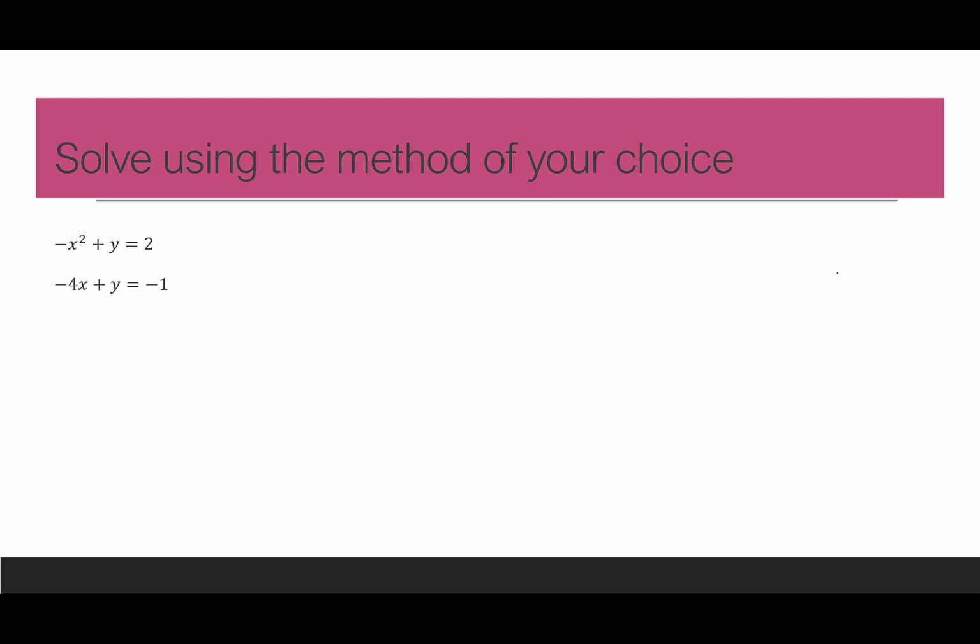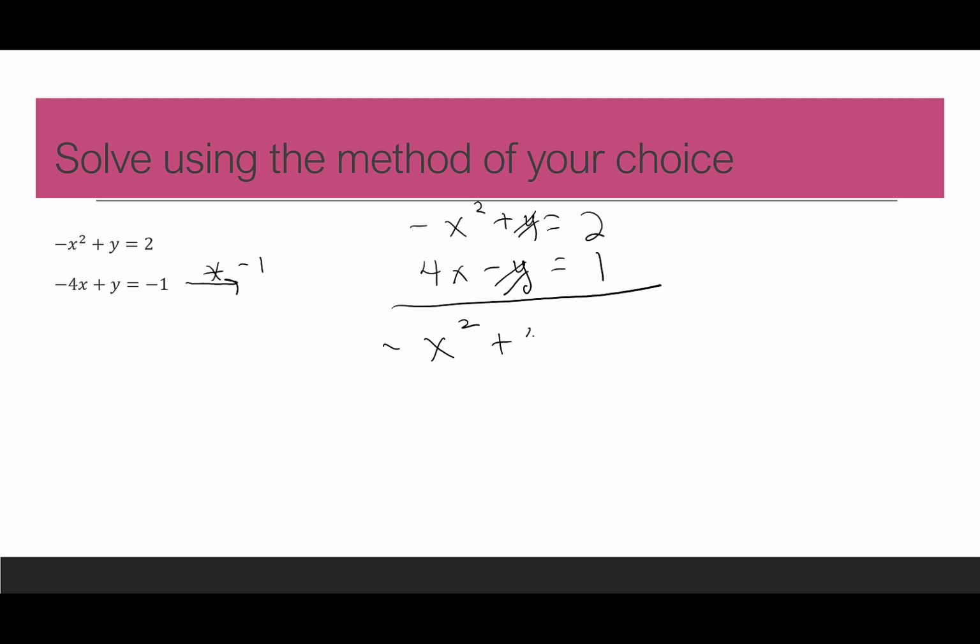Let's try one more. I have negative x squared plus y equals 2, and I have negative 4x plus y equals negative 1. Again, I think I have this y that's the same power in both, so maybe I can just eliminate that. So what I'm going to do is think about taking the second equation and multiplying it by negative 1. So I'll keep my negative x squared plus y is 2, but now I'm going to have positive 4x minus y is positive 1. So I wanted to make these signs cancel out. I have negative x squared plus 4x equals 3. So let's call that negative x squared plus 4x minus 3 equals 0.